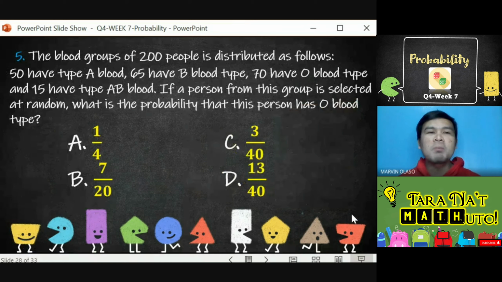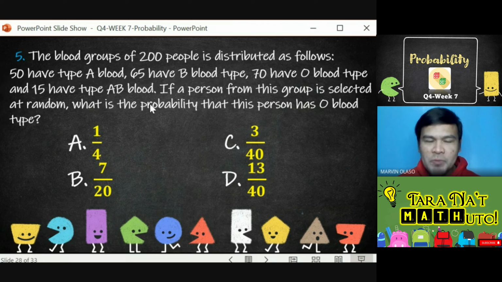Number 5. The blood groups of 200 people are distributed as follows: 50 have type A blood, 65 have B blood type, 70 have O blood type, and 15 have type AB blood. If a person from this group is selected at random, what is the probability that this person has O blood type? Is it A, 1/4; B, 7 over 20; C, 3 over 40; D, 13 over 40?